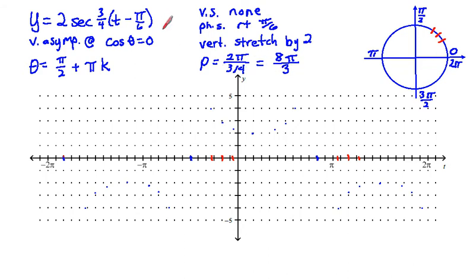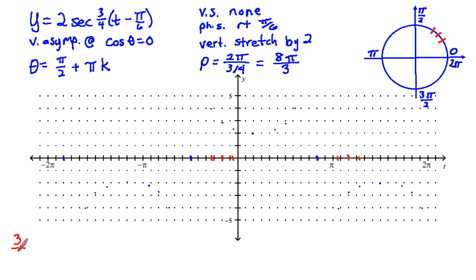This equation is going to have vertical asymptotes wherever cosine is equal to 0 because secant is 1 over cosine. Cosine of theta equals 0 at pi over 2, at 3 pi over 2, negative pi over 2, negative 3 pi over 2, or in other words, theta equals pi over 2 plus pi k. And we're going to take this entire angle and plug it in for theta.